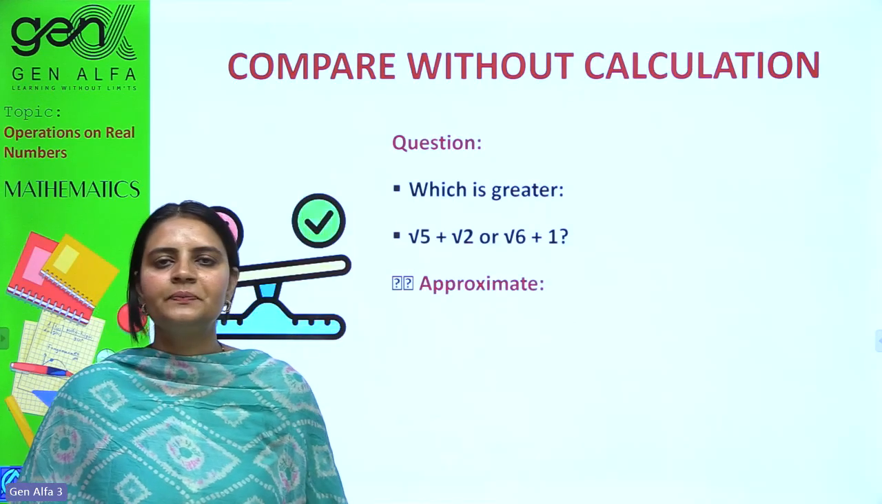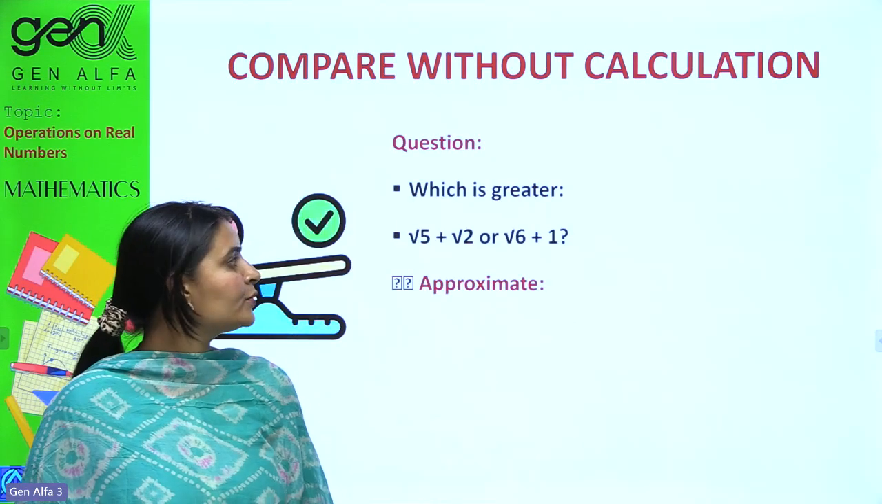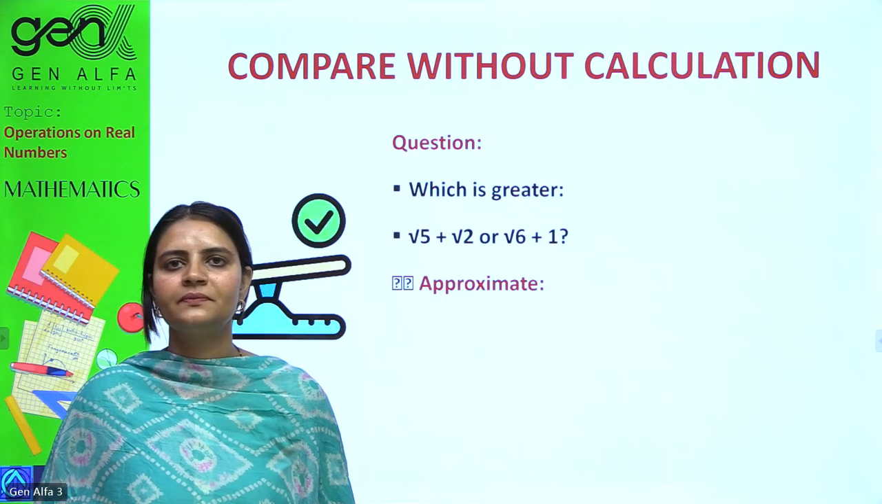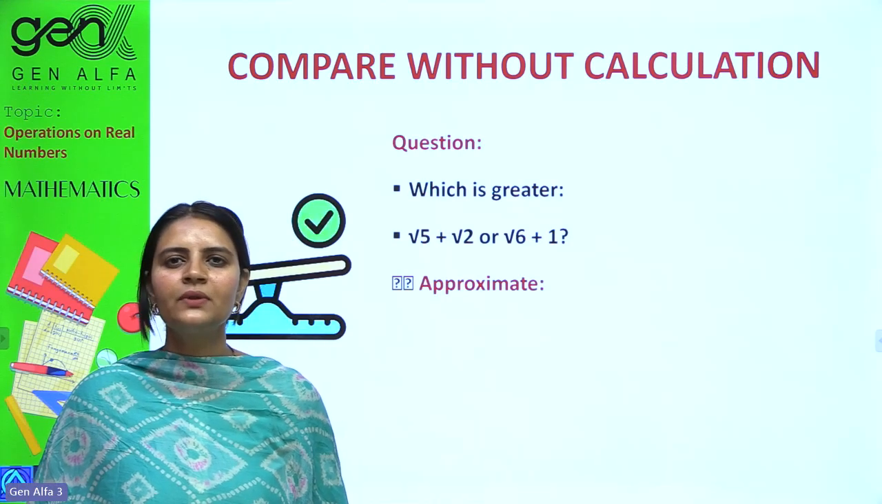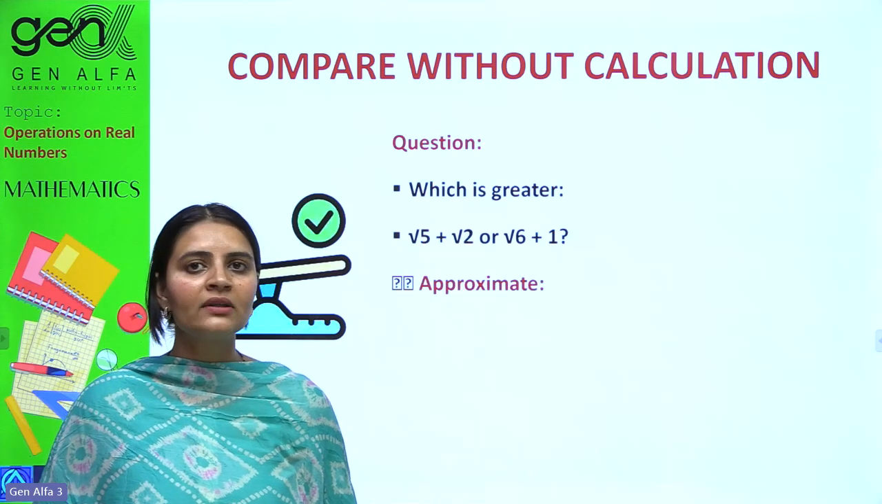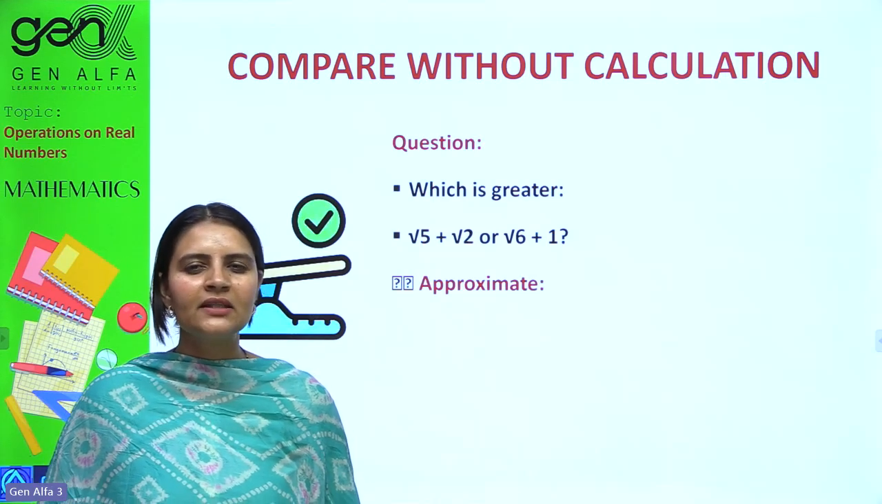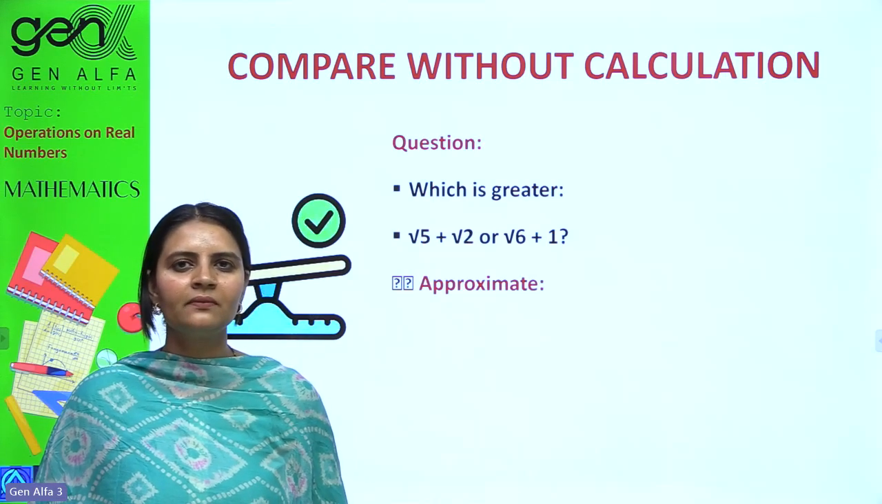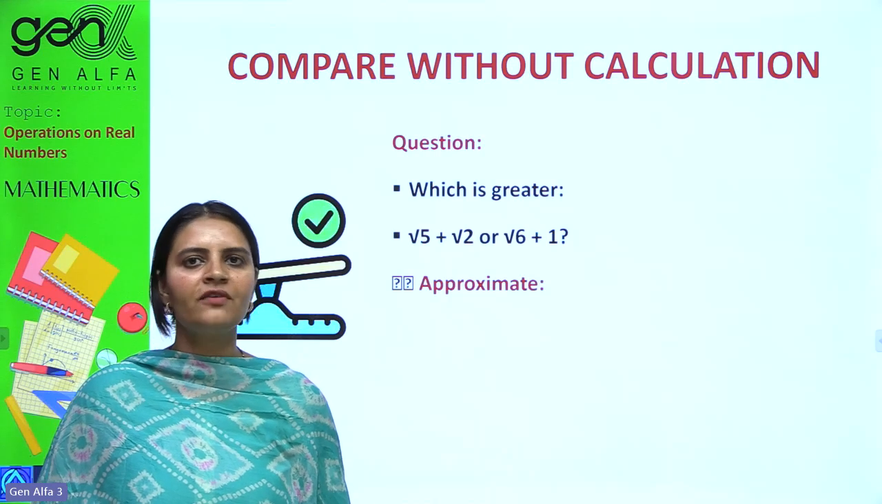Which one is greater? Root 5 plus root 2, or root 6 plus 1? How are you going to do that? I have just told you how to find the square roots by the long division method. Yes, it will take a bit of time, but you know the method. You can find the answer.